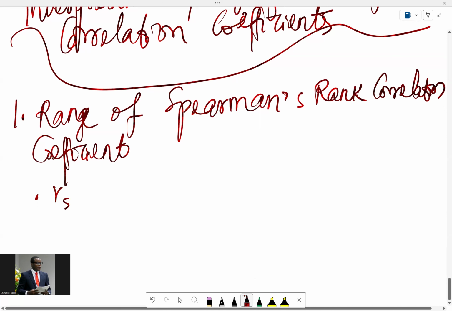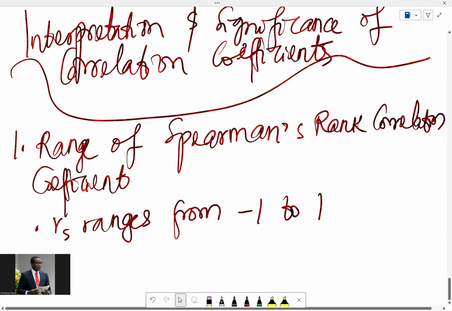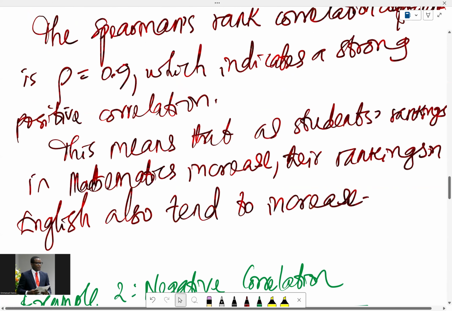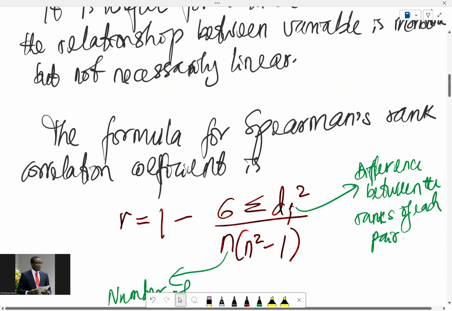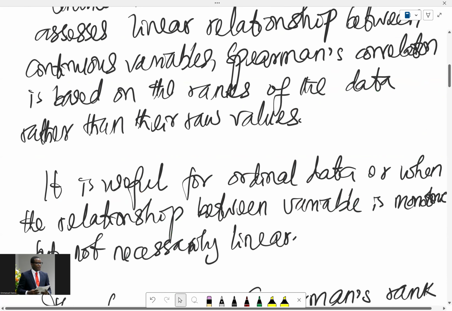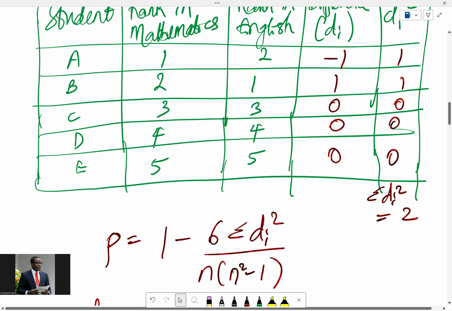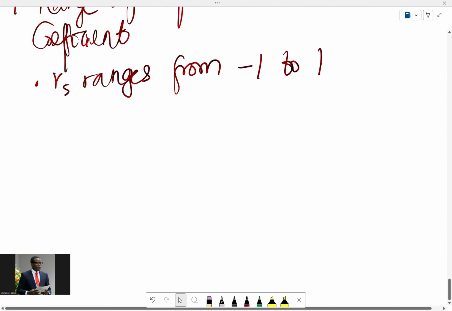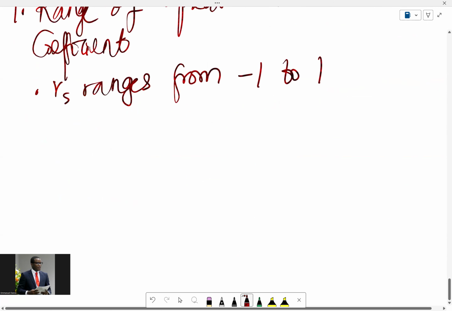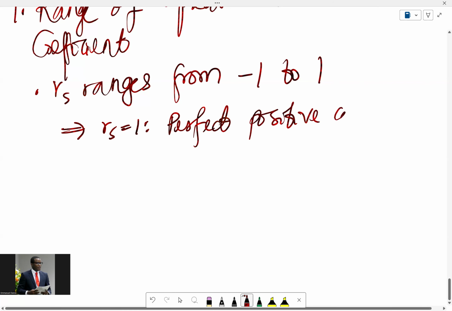So one, the range of Spearman's rank correlation coefficient. First of all, rs or rho ranges from -1 to 1. Don't get confused, we can say rho or rs, either one is fine. So rs ranges from -1 to 1. When rs equals 1, that is perfect positive correlation.